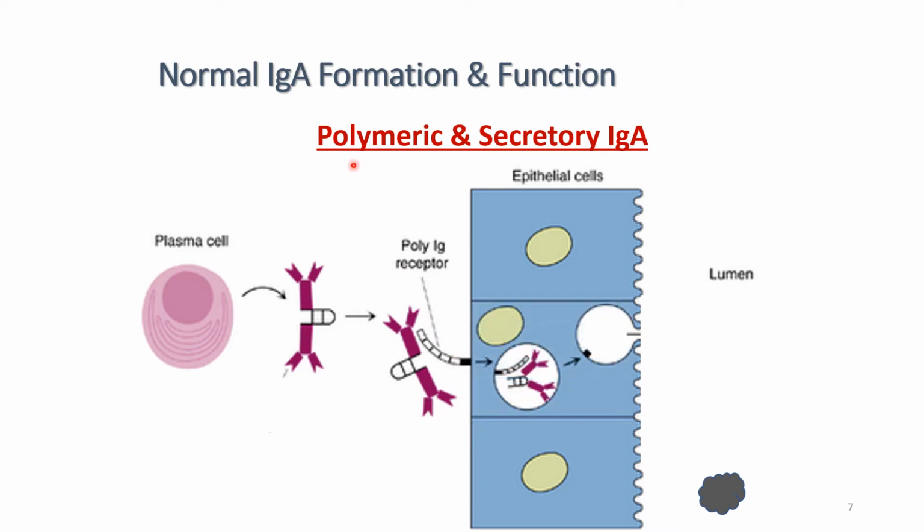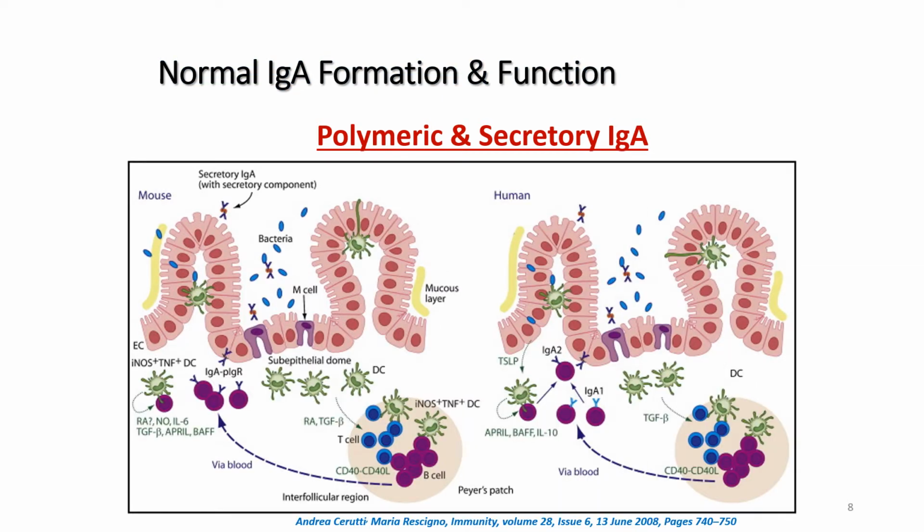Then it will be endocytosed, then exocytosed again, while it is attached to what is called the secretory component to be secreted from the epithelial cell, and at this point it is called secretory IgA. Then it will attack the foreign antigen. This is the same idea. Here the B cell in the submucosal area produces polymeric IgA that will be secreted attached to a secretory component, called secretory IgA.